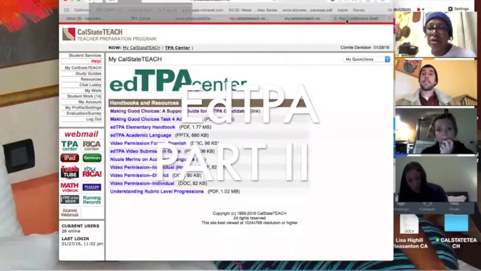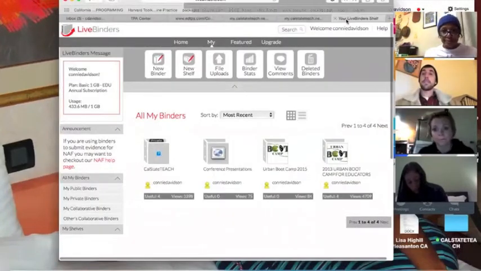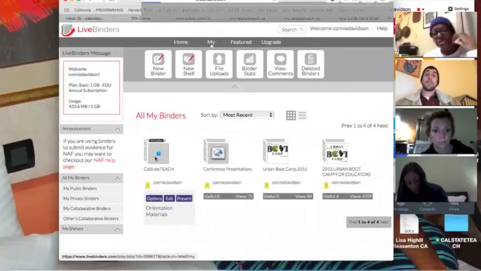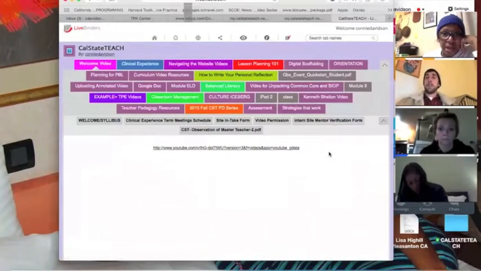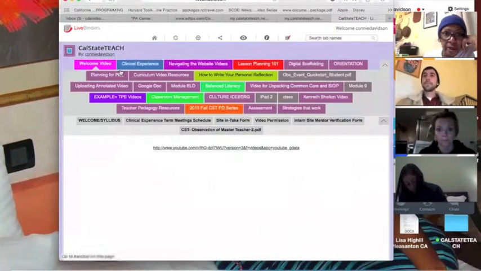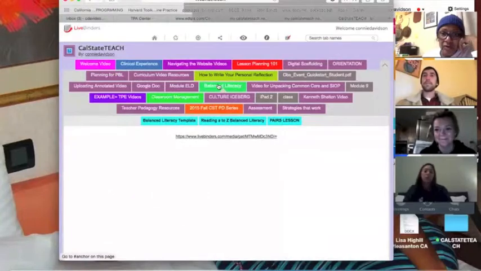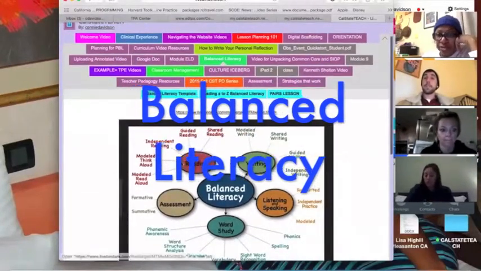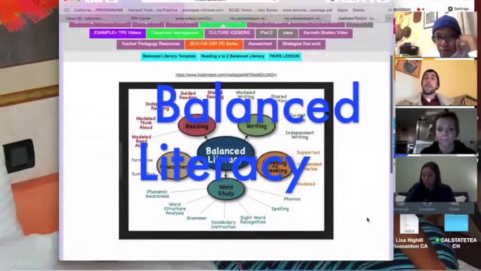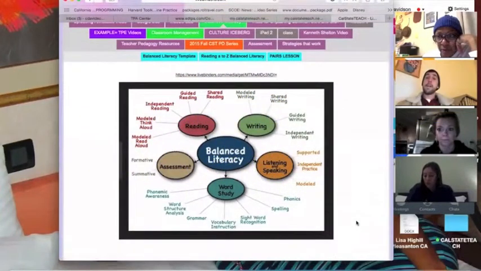Okay, so here is the Live Binder. Now, in the Cal State Teach Live Binder, you all were able to go to the Balanced Literacy tab, which is on here somewhere. I made it a color, and I can't remember what color. That's the green one. Balanced Literacy, there it is. Okay, in this Balanced Literacy tab, you understand what balanced literacy is. We don't really speak to it that much in our program. We will now, but we haven't before.